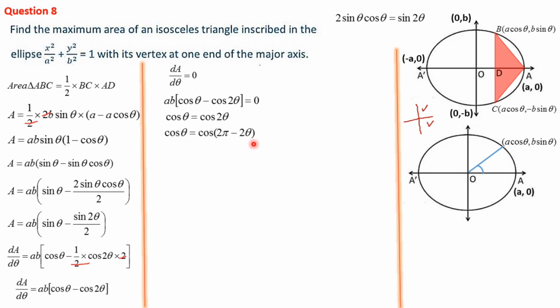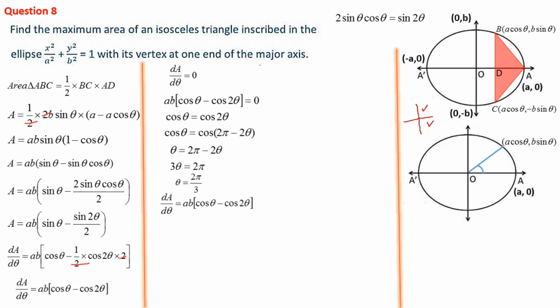If it is in the second quadrant, there we write pi minus theta. Third quadrant means pi plus theta. Here it means 2 pi minus theta, where theta is 2 theta for us. So cos of 2 pi minus 2 theta. Now we can equate the angles: theta is equal to 2 pi minus 2 theta. Then minus 2 theta coming to the left side means theta plus 2 theta, that is 3 theta equal to 2 pi. From here theta is equal to 2 pi by 3. That is the angle here.